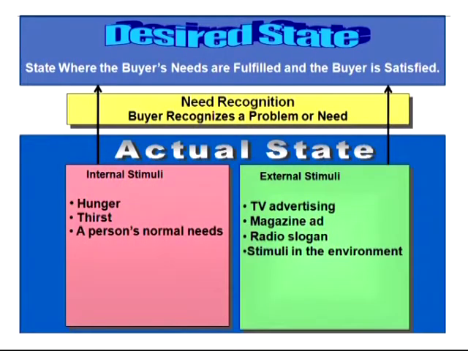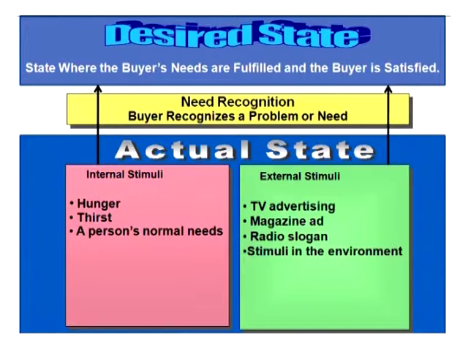Let's see this by way of this example or this chart. In this diagram, the actual state is represented by some internal and external stimuli. The internal stimuli could be hunger, thirst, a person's normal needs, whereas the external stimuli could be TV advertising, magazine advertising, radio slogans, stimuli in the environment. This actual state results in the recognition of a need, where the buyer recognizes a problem or a need.